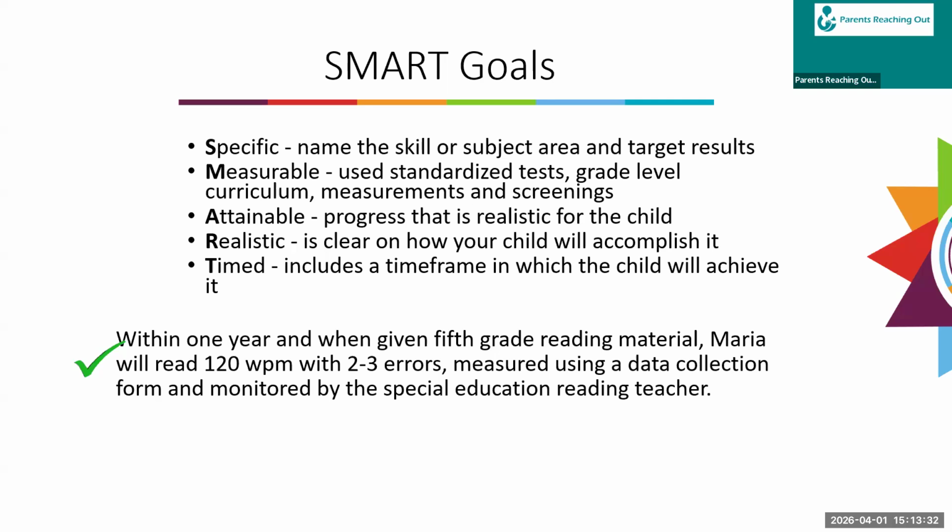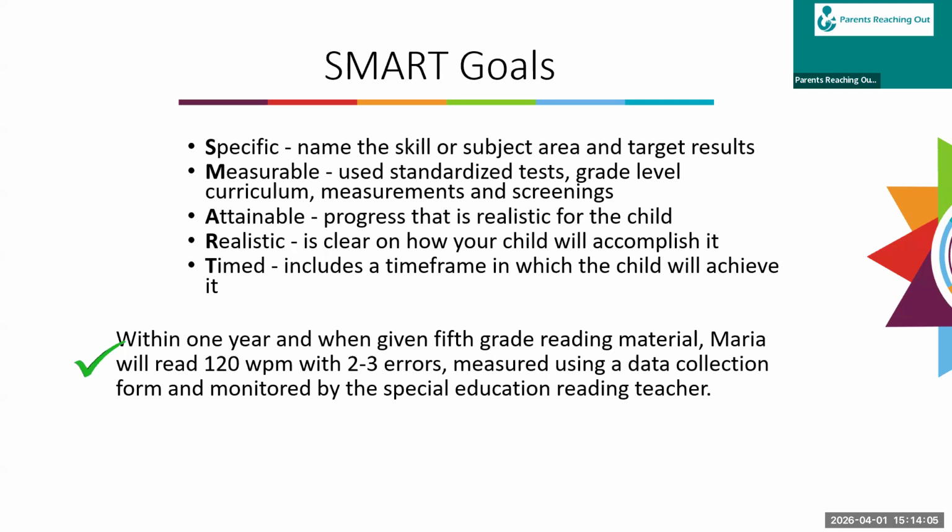Attainable is just the realistic progress for the child. So if they're at a certain grade level, you expect them to maybe gain a year's worth of learning in 1 year. But for some students, that's not realistic or attainable. So the next one is realistic. It is how clear your child is on accomplishing the goals that have been set forth for them. And then timed includes a time frame in which the child will achieve the goal that has been put into their IEP. So I have an example here.